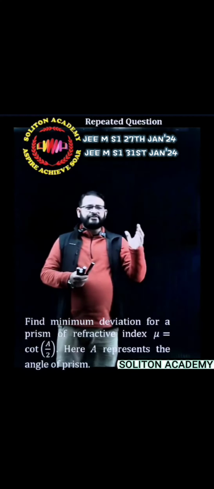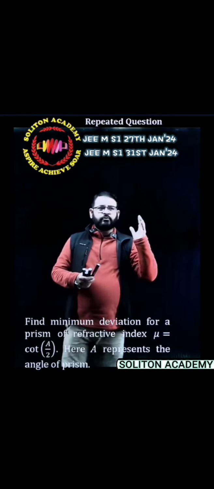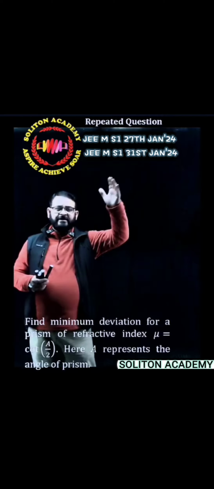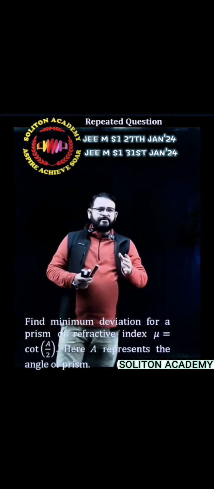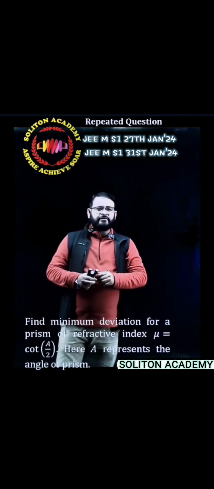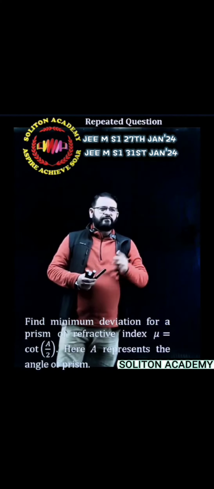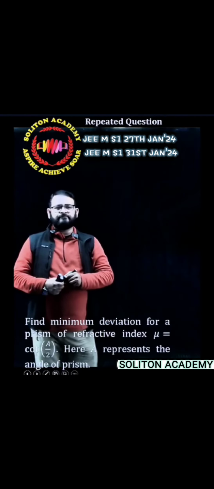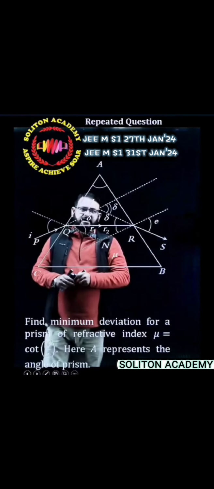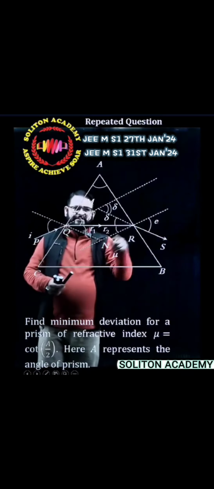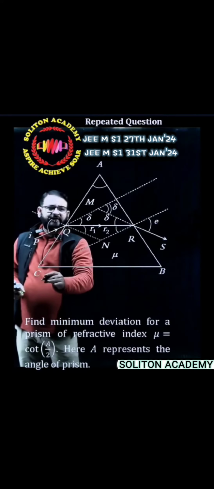Welcome. So today we have a question that has been repeated twice on these two shifts. The question reads: find the minimum angle of deviation for a prism of refractive index mu equal to cot A by 2, where A represents the angle of the prism. Let's see the diagram. Here is a diagram where the ray enters and exits, and we have to find the angle of deviation.